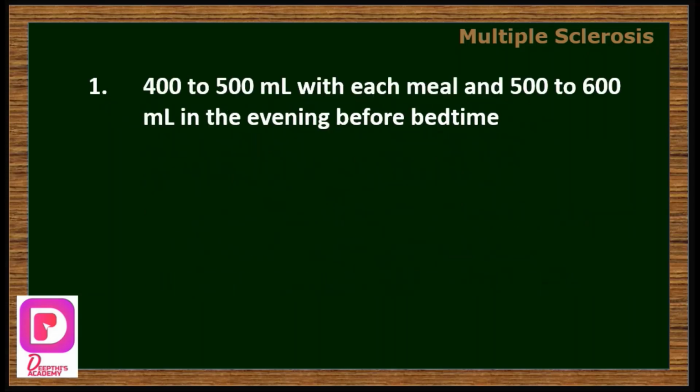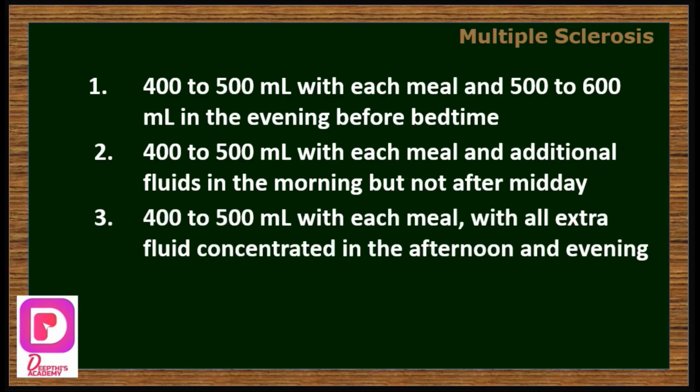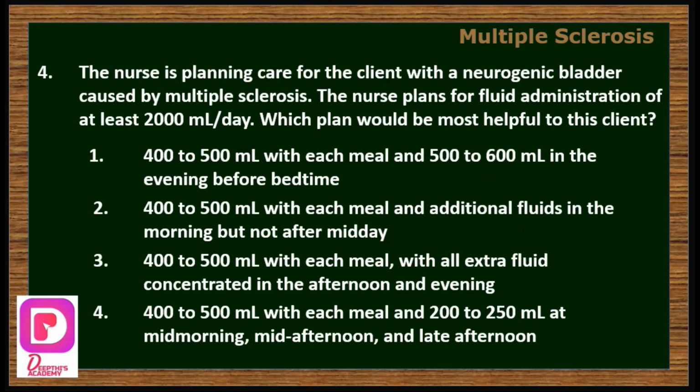Let's see the options. Option number 1, 400 to 500 ml each meal and 500 to 600 ml in the evening before bedtime. Option number 2, 400 to 500 ml with each meal and additional fluids in the morning but not after midday. Option number 3, 400 to 500 ml with each meal with all extra fluid concentrated in the afternoon and evening. Option number 4, 400 to 500 ml with each meal and 200 to 250 ml at mid-morning, mid-afternoon and late afternoon.